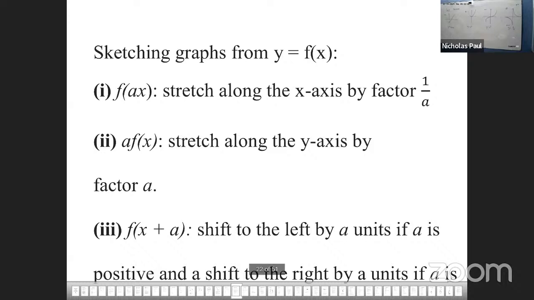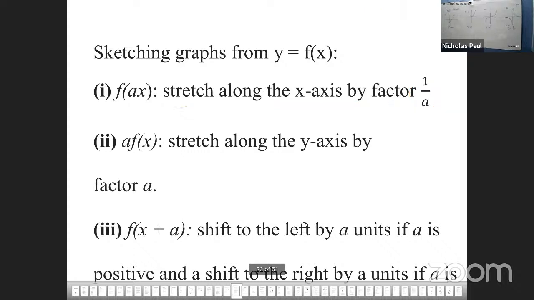All right. So we're looking at the first thing. The first transformation that we're going to learn: if I gave you a function f of x and I multiply x by a, that will stretch the function along the x-axis by a factor of 1 on a. I'm going to show you an example now.